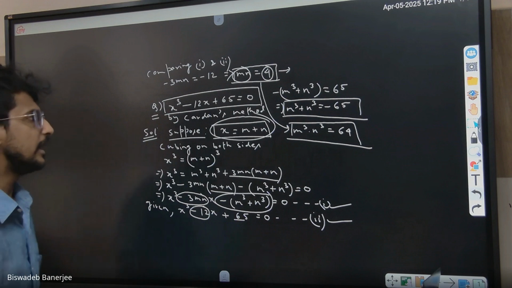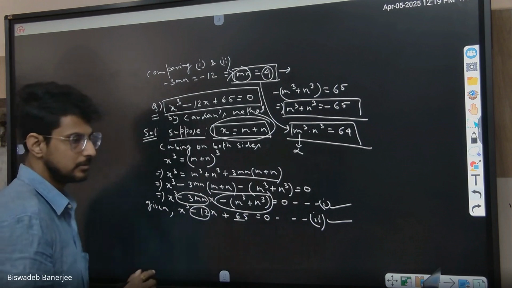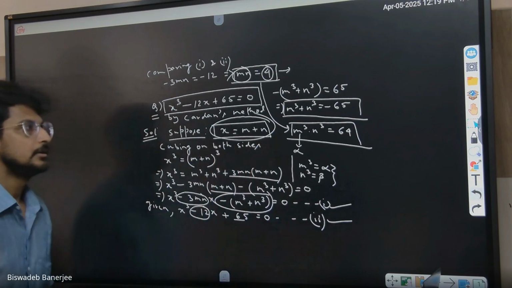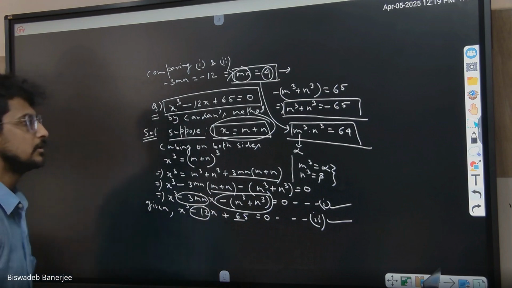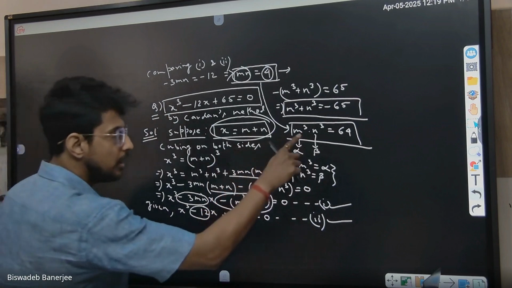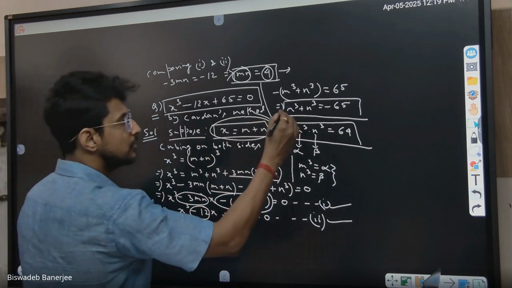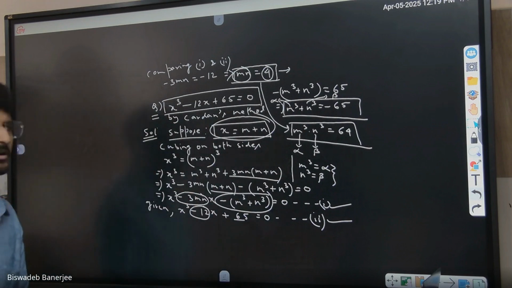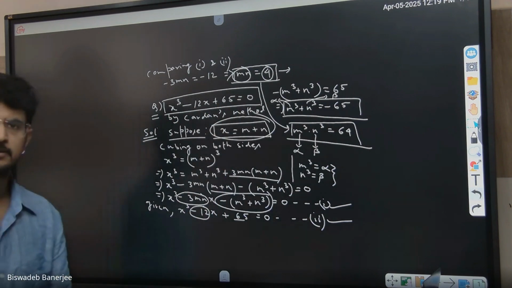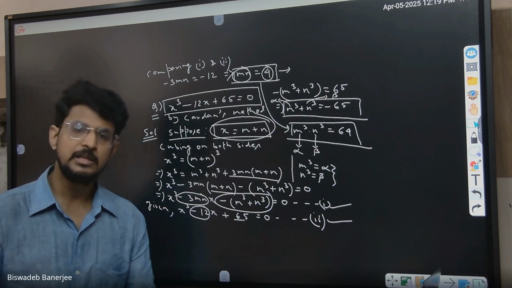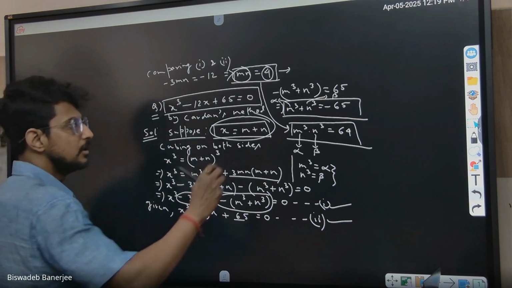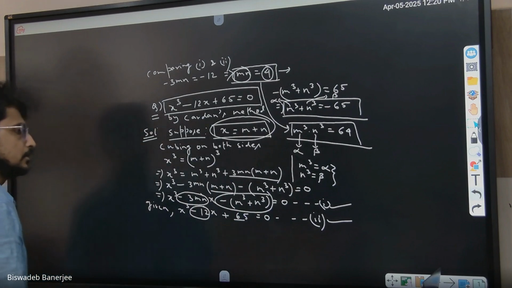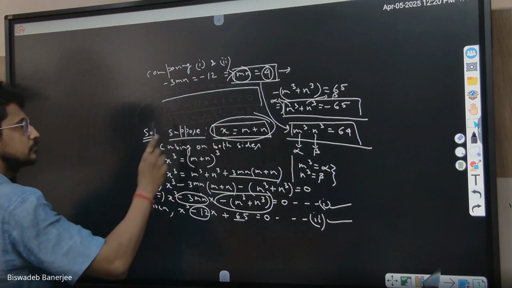The answer is very clear. See that in rough work, if we take m cube as alpha and n cube as beta, then we are getting alpha into beta equal to 64, and alpha plus beta equal to minus 65. After taking m cube equal to alpha and n cube equal to beta, what we obtain is alpha plus beta equal to minus 65 and alpha into beta equal to 64. That's it. Done.